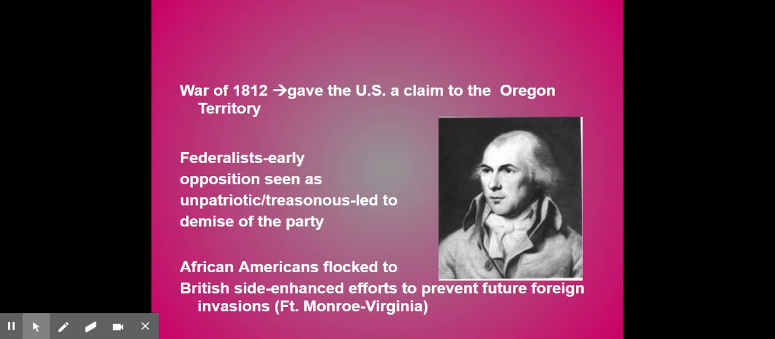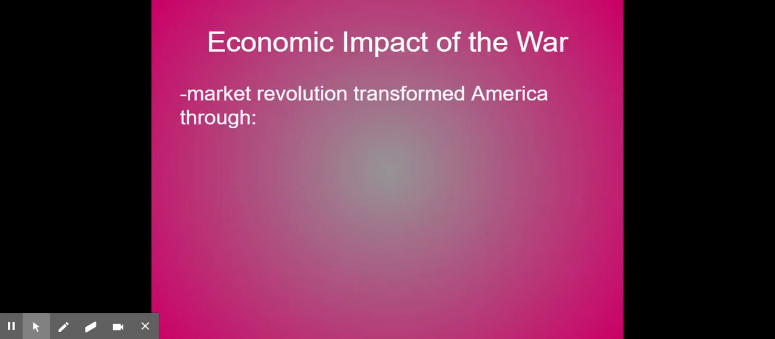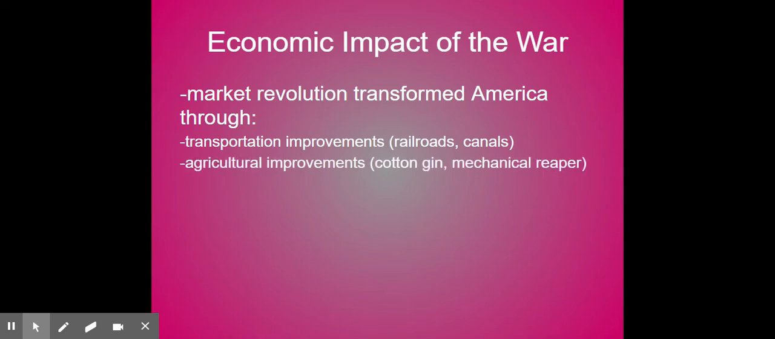And then after the American Civil War, we're going to have a market revolution. And there's a bunch of things that we're going to see from this. Okay. We're going to see transportation improvements like railroads and canals. In fact, railroads and canals are going to start to link the country together more. Okay. We're going to see agricultural improvements like the cotton gin and the mechanical reaper. We're going to see industrial innovations like textile mills, okay? And eventually we're going to see things like machines and factories and assembly lines, although that's way down the road.